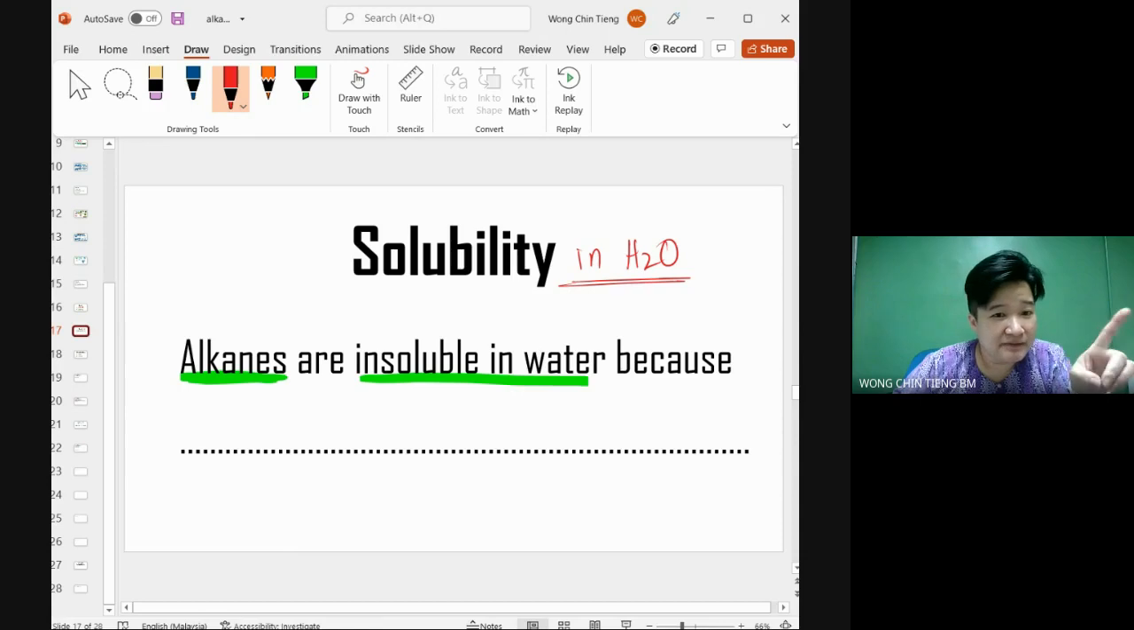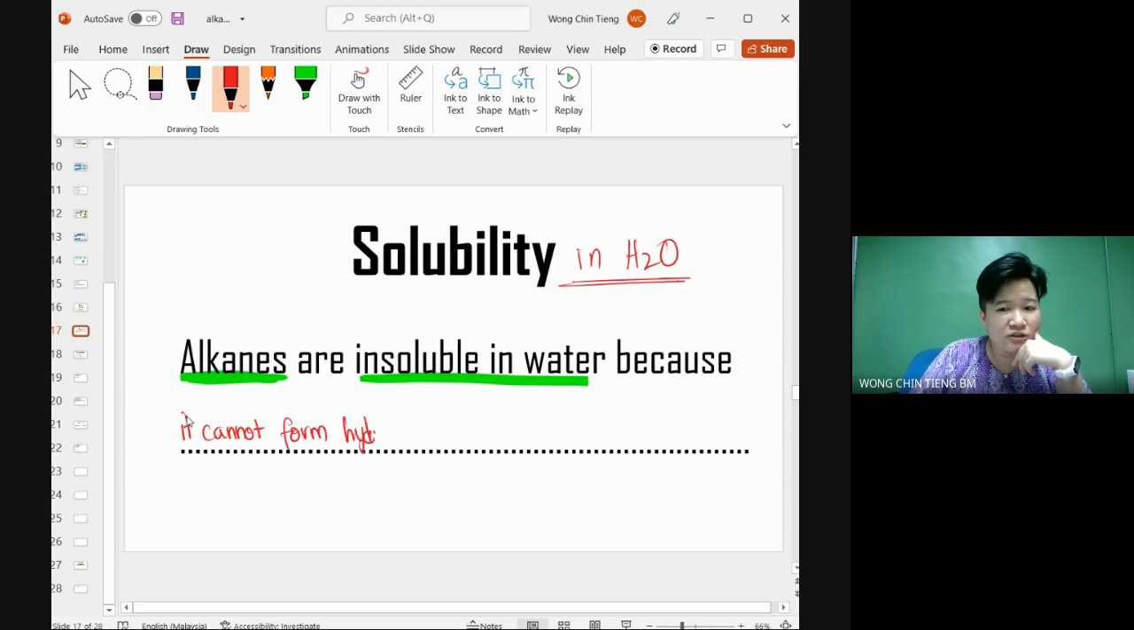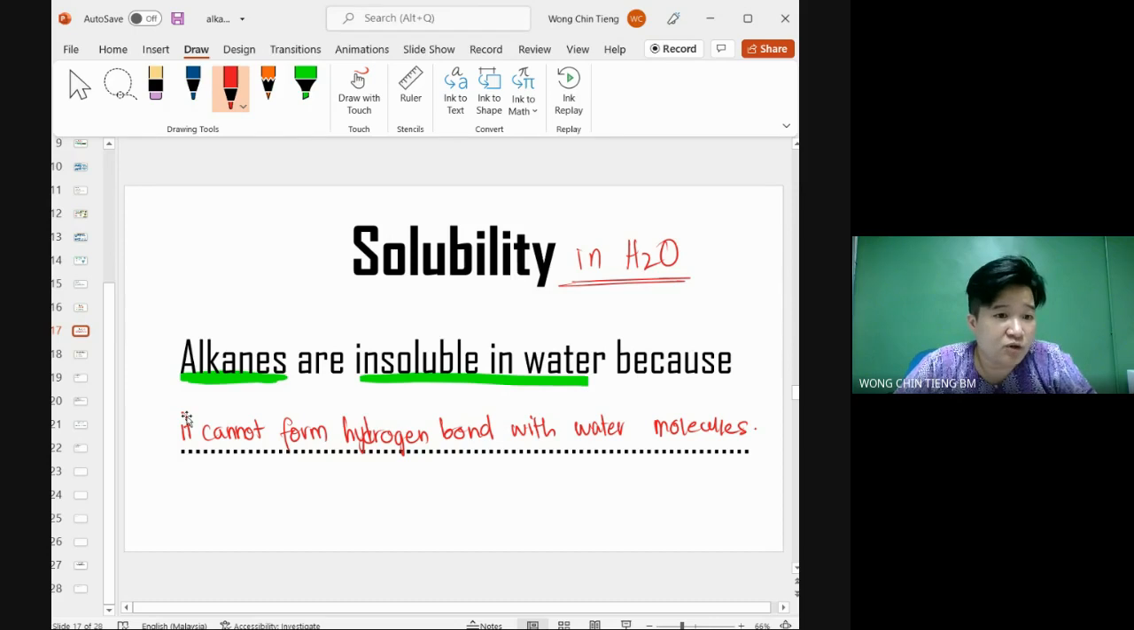Soalan ni akan jadi soalan favorite untuk semua structure, dengar betul-betul. For all the compound that is insoluble in water, whenever the question say the thing is insoluble in water, benda tu tak larut dalam air, reason dia satu je. Only one reason, because it cannot form hydrogen bond with water molecule. So there will be only one reason when the thing is insoluble in water.